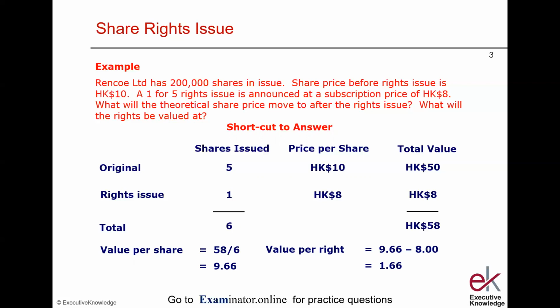That is a quick way of doing a share rights issue question on the exam. They could give you information that relates to the theoretical price after the rights issue and ask you for the price per share before the rights issue, in which case you plug in the numbers into that template you've got, and then you work backwards to get to, in this case, the $10 per share.